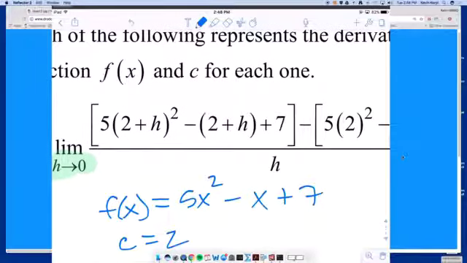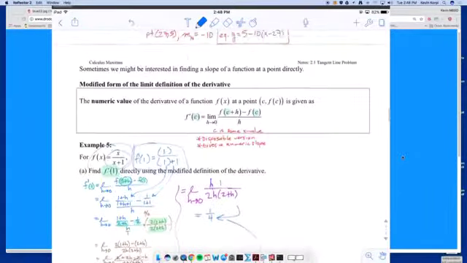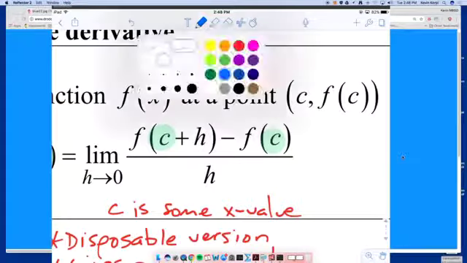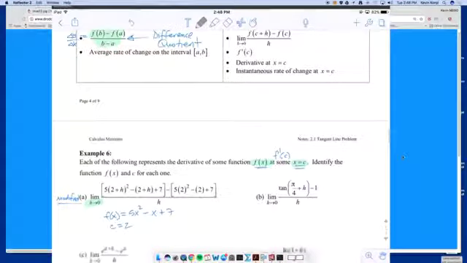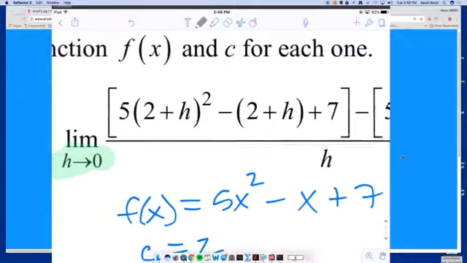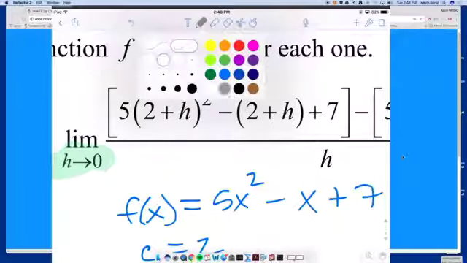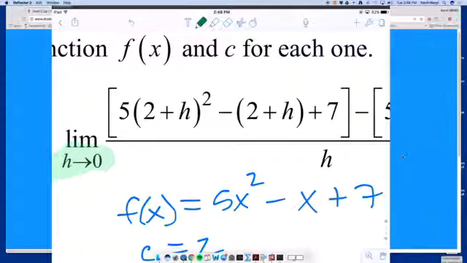Really all you need to do is look at the first term. If you look at the first term in the modified form, this f of c plus h, that's enough to get you both the function and the c value. So all you have to do is come to your place where you have either x plus h or number plus h and cross it out and say, I don't like you, number plus h.